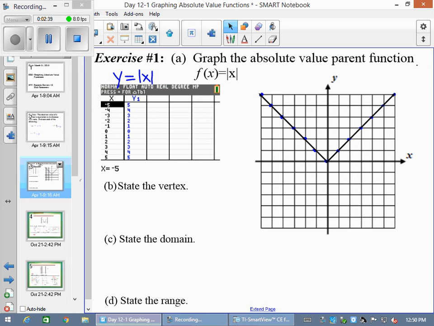I want you to write down a little bit of information about this parent function. So you want to state the vertex, which is also known as the turning point. So the vertex is right here. This is the point 0, 0.